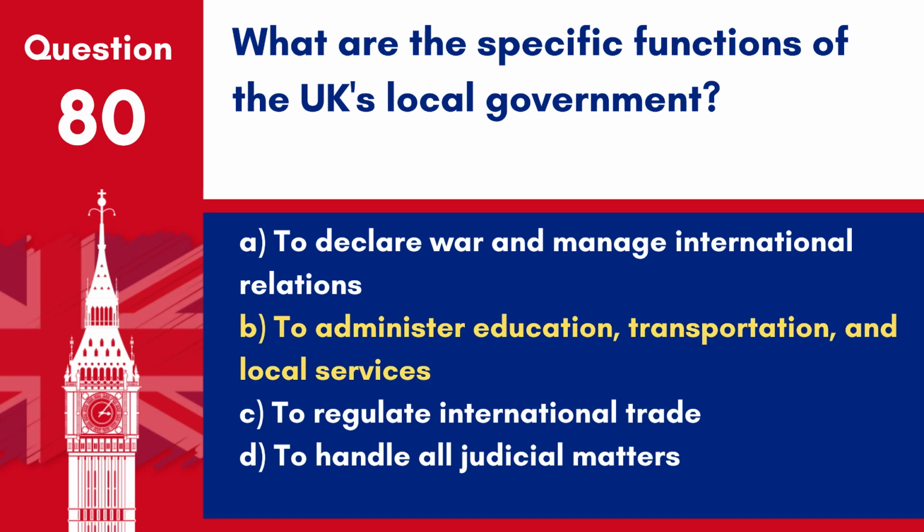Answer: B. To administer education, transportation, and local services. Local governments in the UK are responsible for providing a range of services including education, transport, planning, fire and public safety, social care, libraries, waste management, and trading standards.